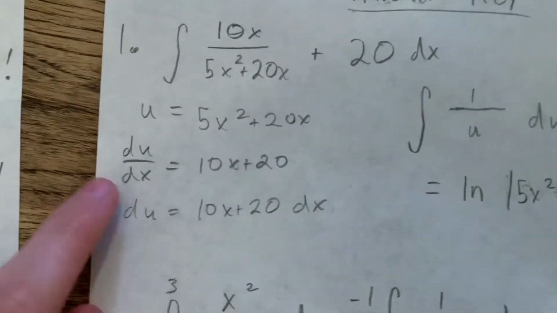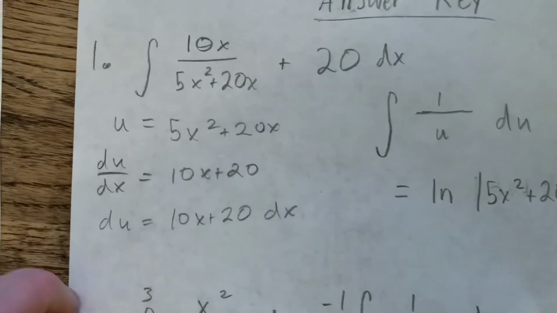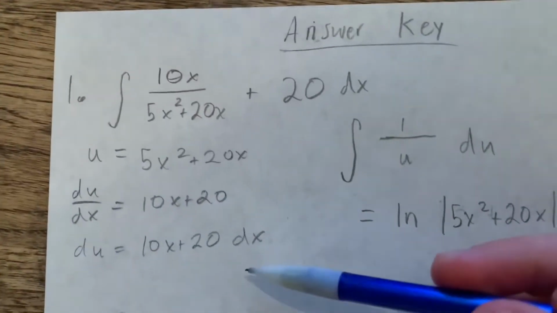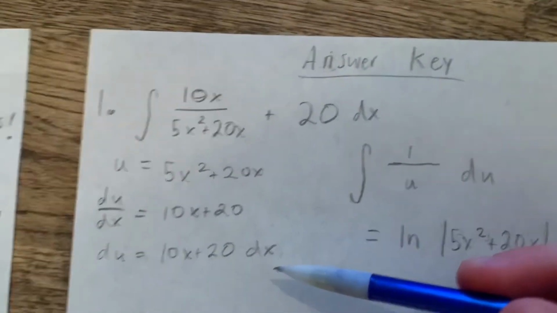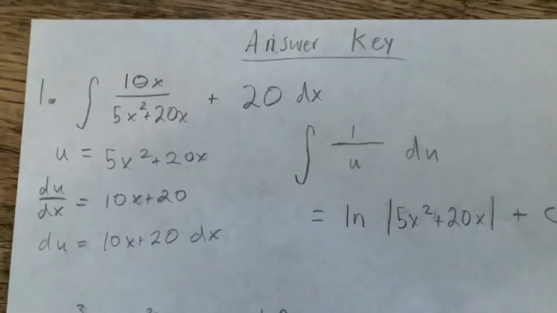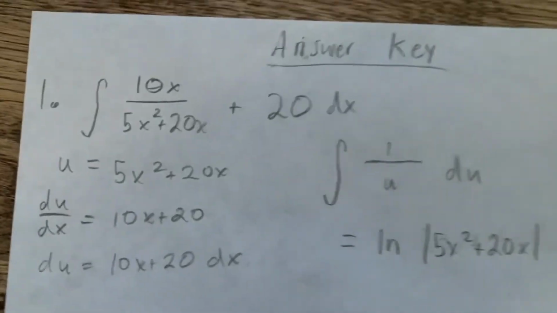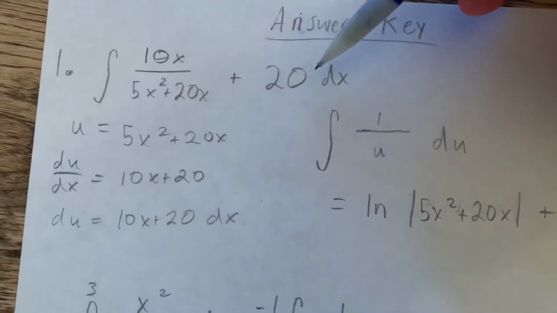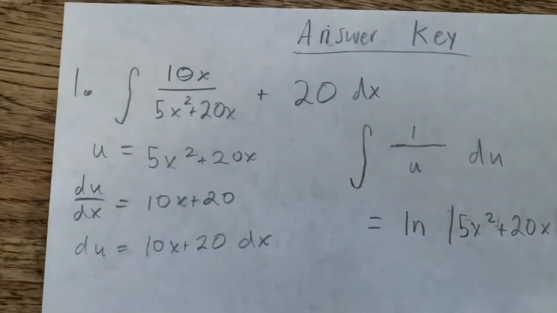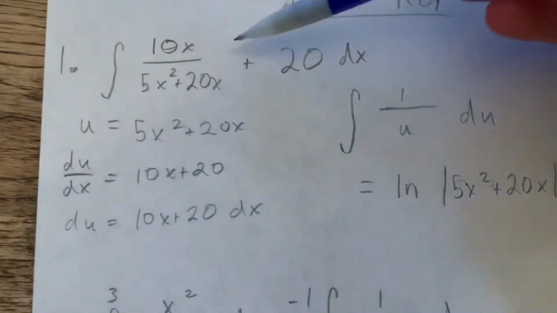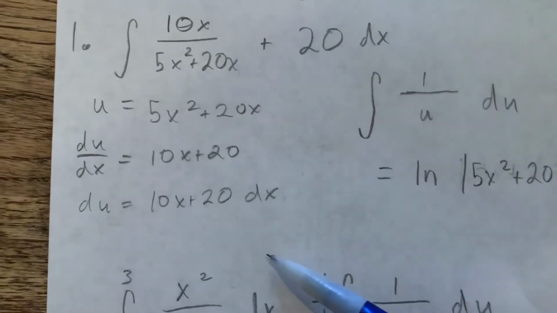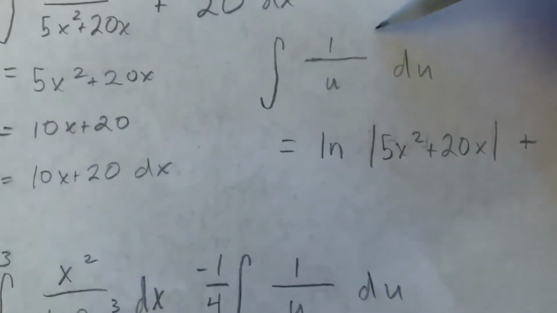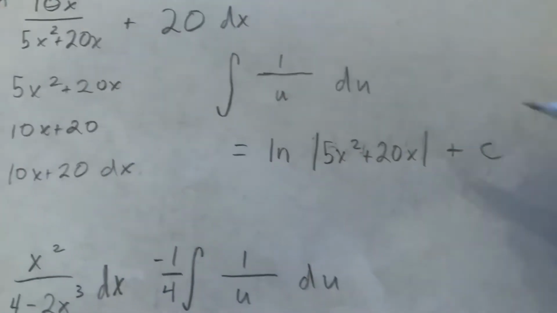And then I took the derivative to find du over dx, which was 10x plus 20. And so I knew that du would be 10x plus 20 dx. After that, since I saw that 10x plus 20 dx could be represented by du, I knew that I could take that out and just set it equal to 1 over u du.